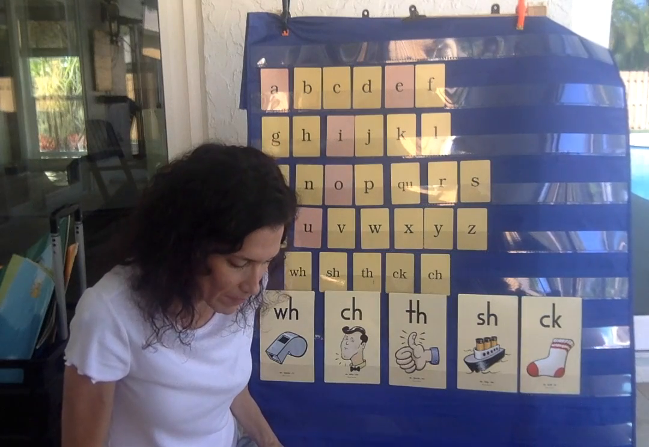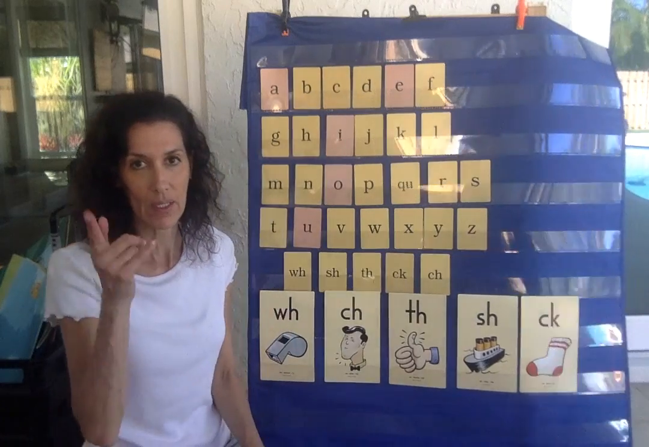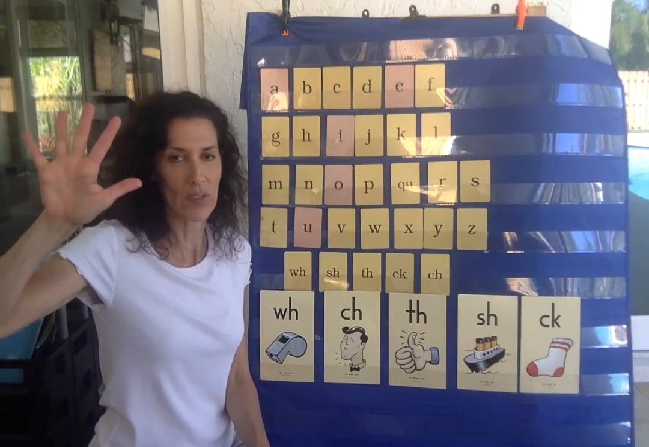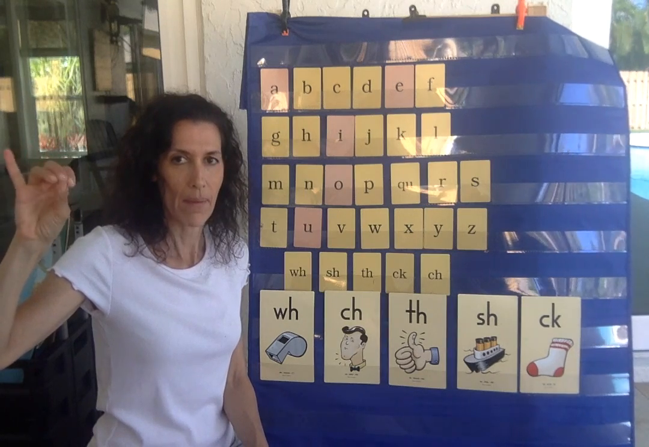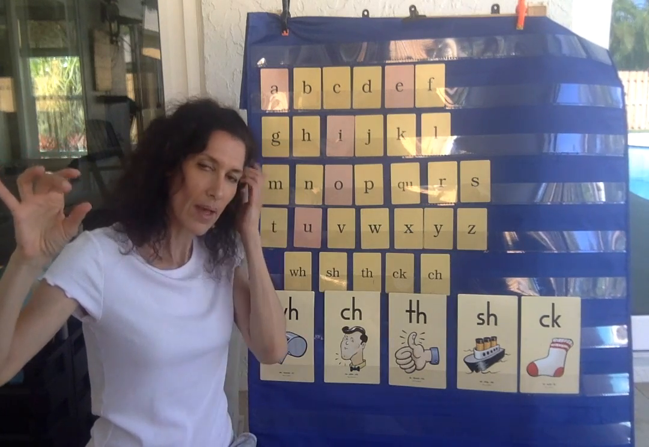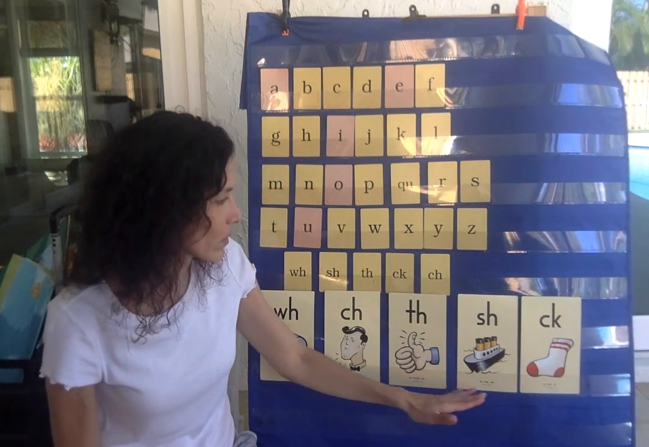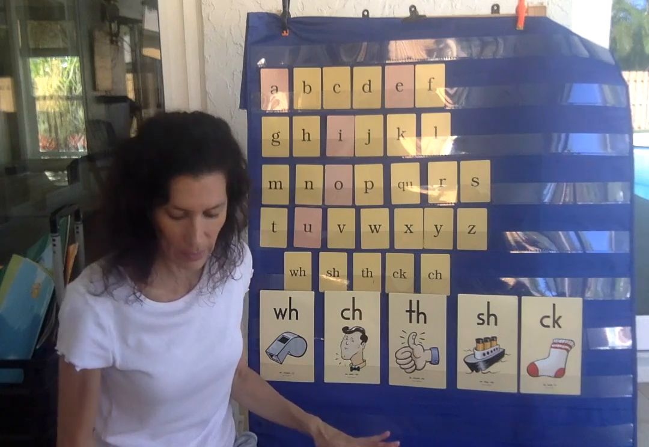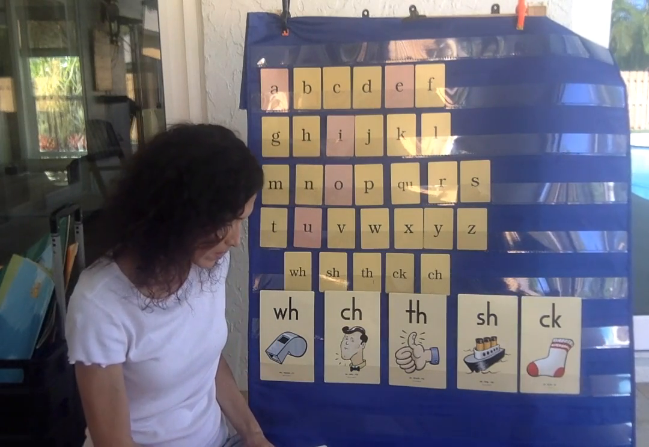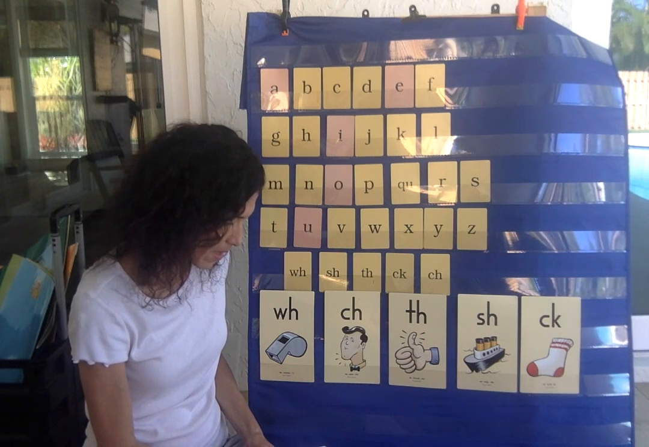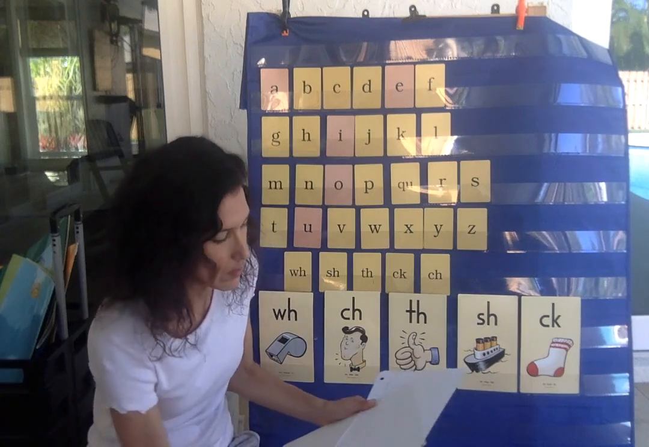How about start with the word path. Path. Now that's tricky because the digraph's at the end. So let's put it on our hands. Path. Path. All right, so I found my digraph. I know which digraph I want to use. Now I can tell it to my paper. So tell it to your paper. I'll put it on my board also.